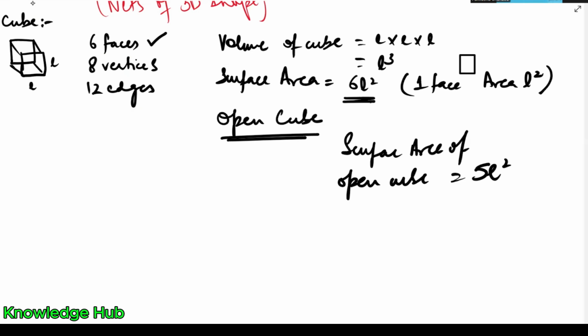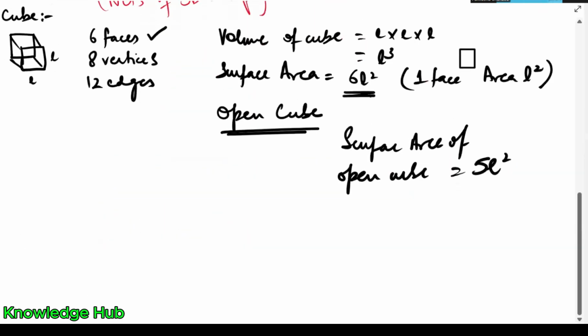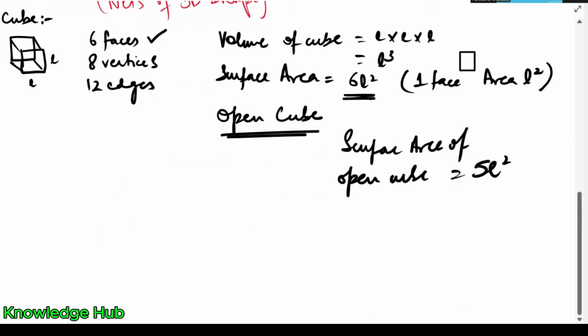All right, let's recall it once again. For the cube, the volume is L cube. And the surface area would be 6L square for a closed cube. And for an open cube, it is 5L square, right? L cube, 6L square, and then 5L square. Done with the cube? Okay, let's talk about cuboid.